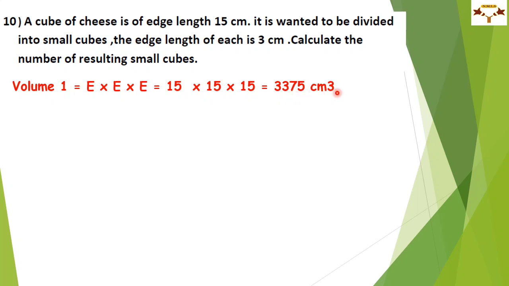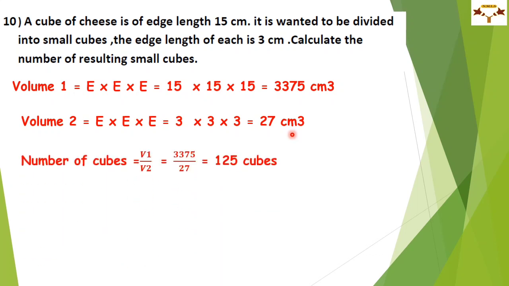V1 of the big cube is h times h times h equals 15 times 15 times 15 equals 3375 centimeters cubed. V2 of the small cube is e times e times e equals 3 times 3 times 3 equals 27 centimeters cubed. By dividing them, V1 over V2, to find the number of small cubes equals 3375 over 27 equals 125 cubes.